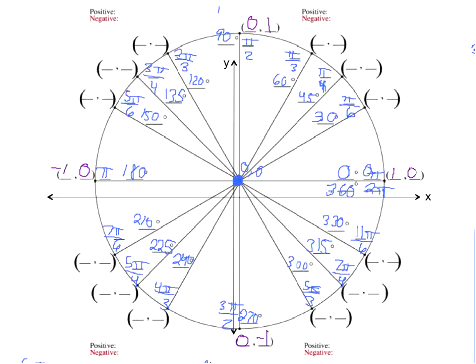Now how do I find my missing coordinates here? How do I find these? Well, what we're going to do is we're going to draw in some triangles here. So I'm going to take my 45-degree triangle and I'm going to drop a line straight down and make that 45-degree triangle. So let me pull up a new slide and I'm going to make this triangle just at the 45-degree mark right here.